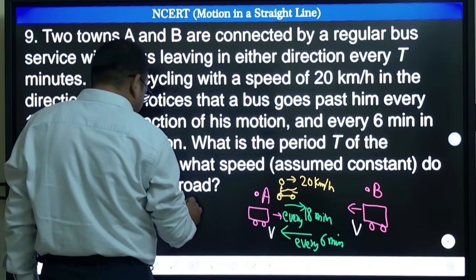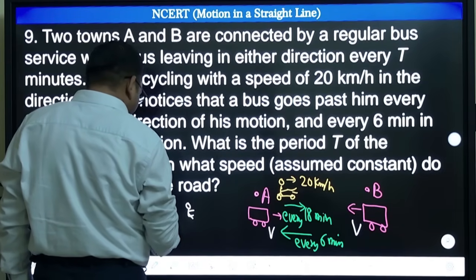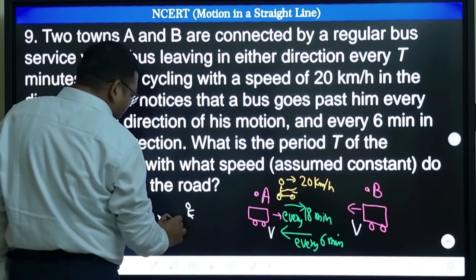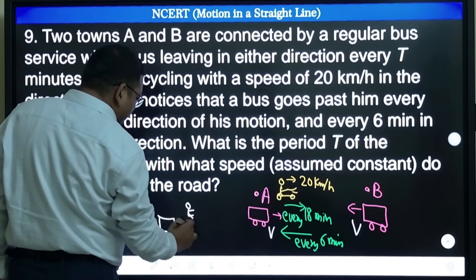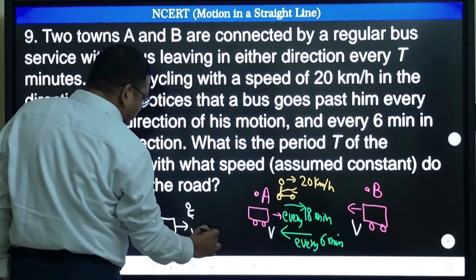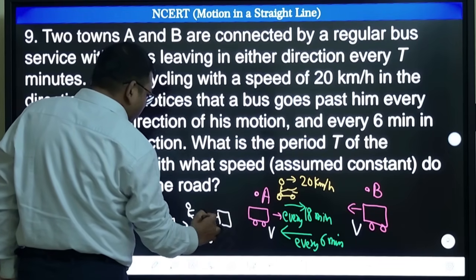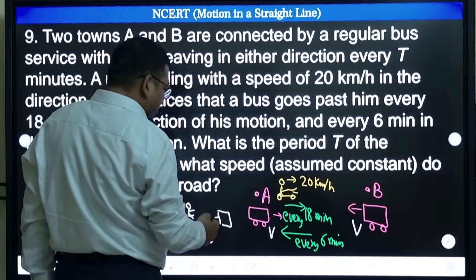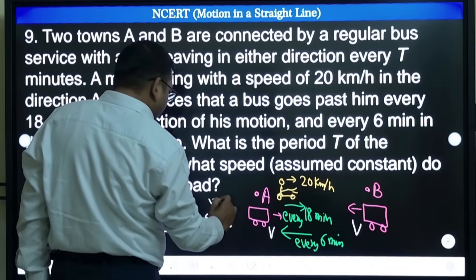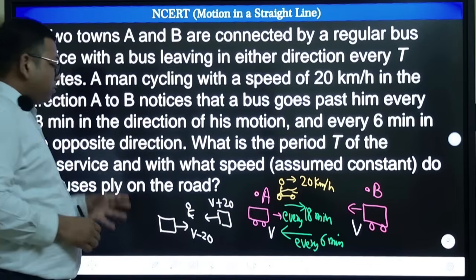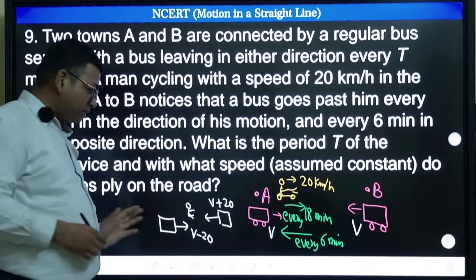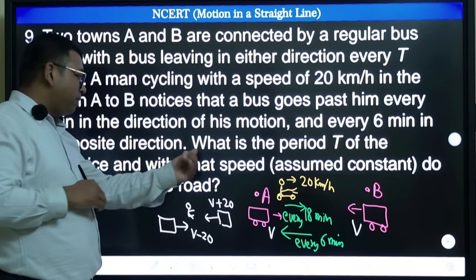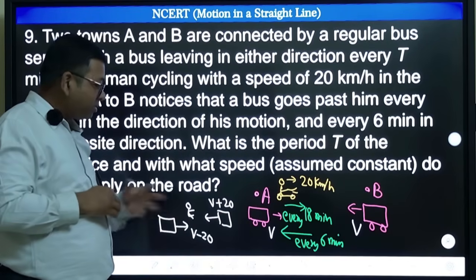Let us say the buses which are coming from behind, what will he see? That person will see the bus's relative speed. Let us say the speed of the bus in kilometer per hour is v. The bus going in the same direction he will see as v minus 20, and the buses coming opposite to him will add this speed, so that will be v plus 20. So the buses coming from behind, from A to B, come as v minus 20, and the buses coming from the front, B to A, come as v plus 20.